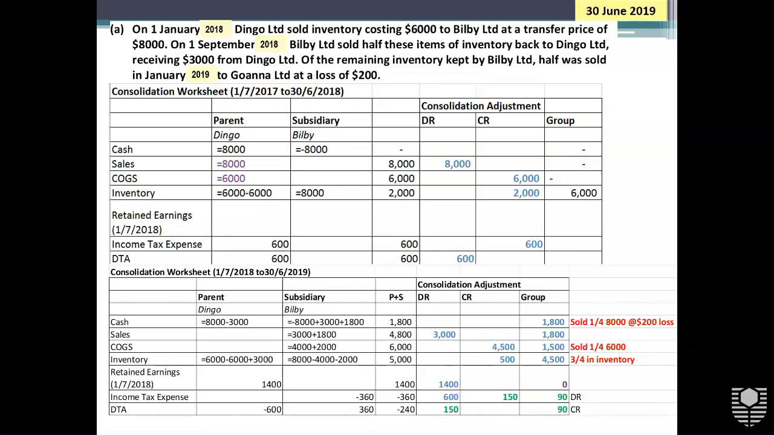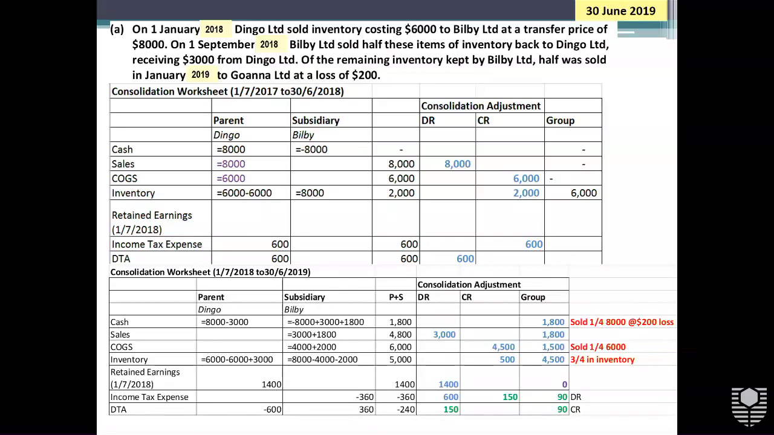In the books of the parent, the inventory is going to go up 3,000 and your cash is going to go down 3,000. In the books of Bilby, your cash is going to go up 3,000, your sales is going to go up 3,000, and your inventory and cost of goods sold is going to be adjusted by 4,000 because you sold half of it. It's in there at 8, half of 8 is 4. That's the first transaction. They've sold half back to Dingo.